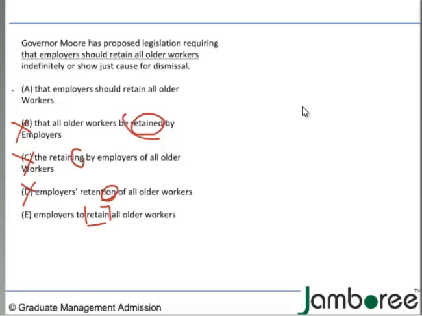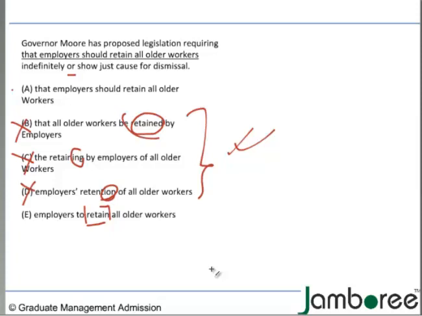Just by looking for parallel construction, we did not read anything. Just by spotting this or, and by applying parallel construction, we have been able to eliminate B, C and D, right? So now even if you don't know the next rule, your chance of getting the correct answer has increased to 50%. I mean, it's now 50%, otherwise it would have been 20%.